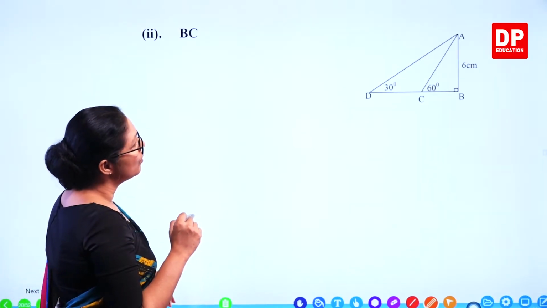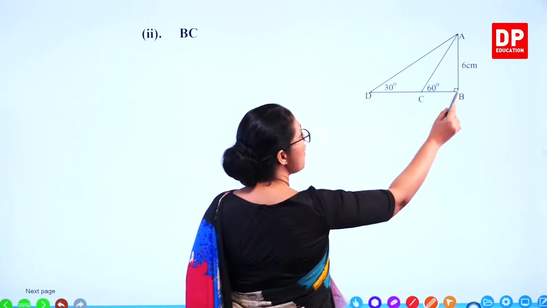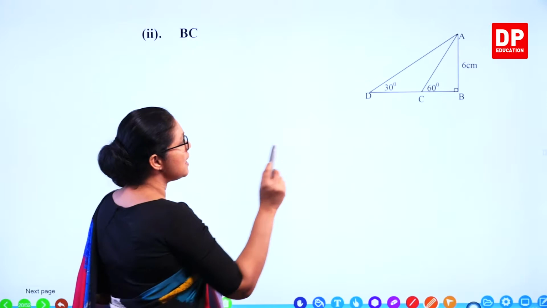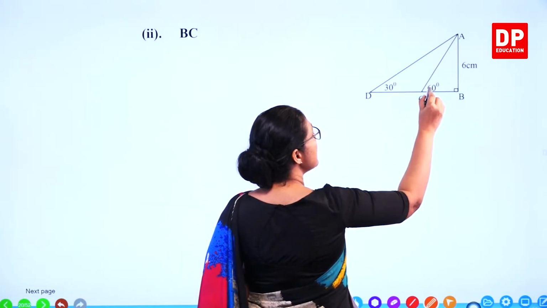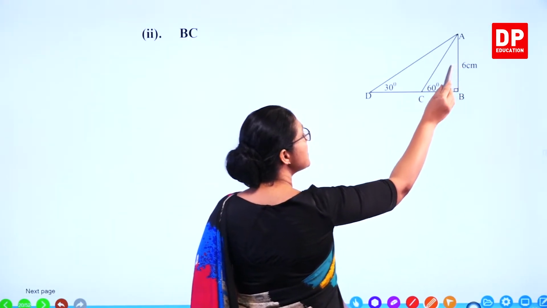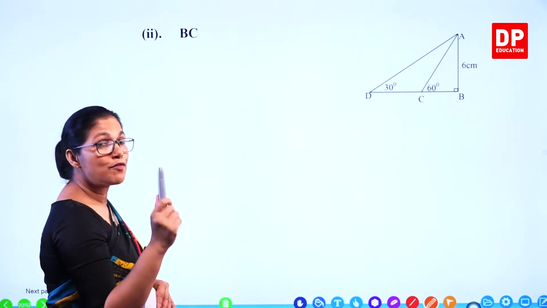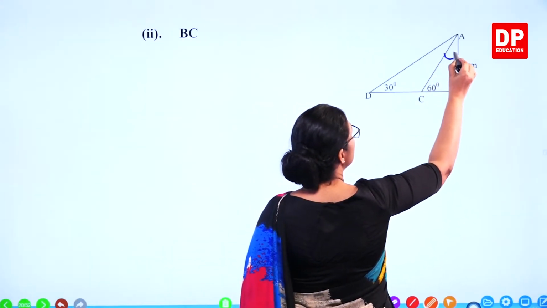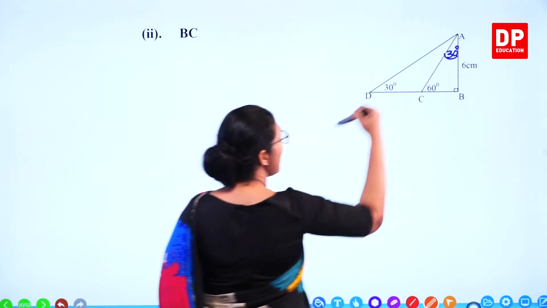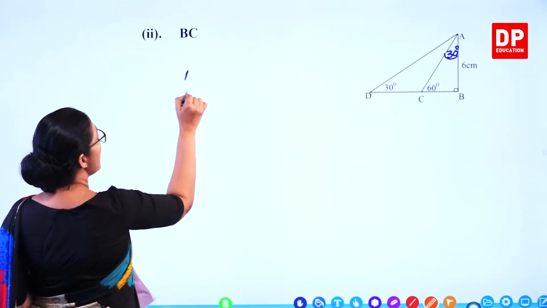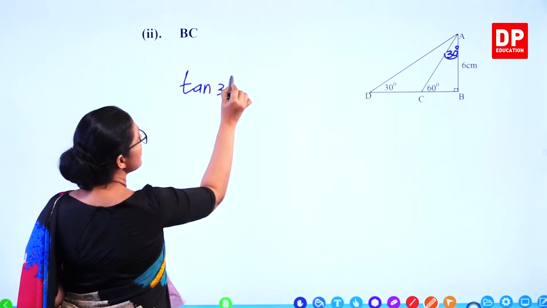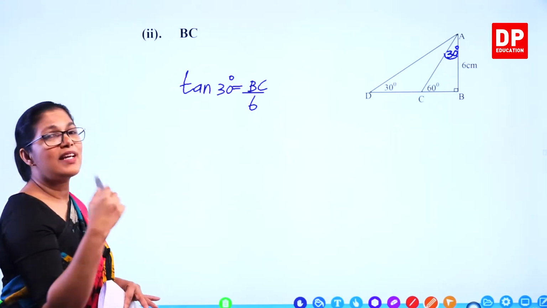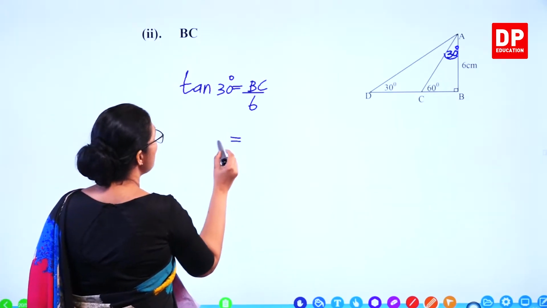BC now. So BC means this one. So you have to consider the smaller triangle, ABC. So what you want? CB. If you take 60, adjacent is this and opposite is 6. So again we have to divide. So the best thing is to take this angle. Take this one as 30 and we can use the tan ratio again. Tan 30 is equal to BC over 6. If you take the other way around, again you have to use logarithmic tables to divide.